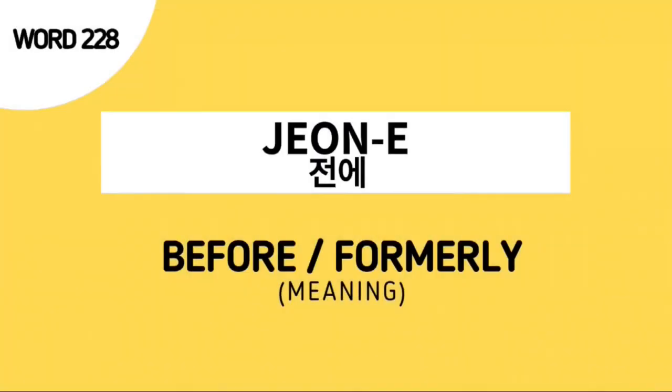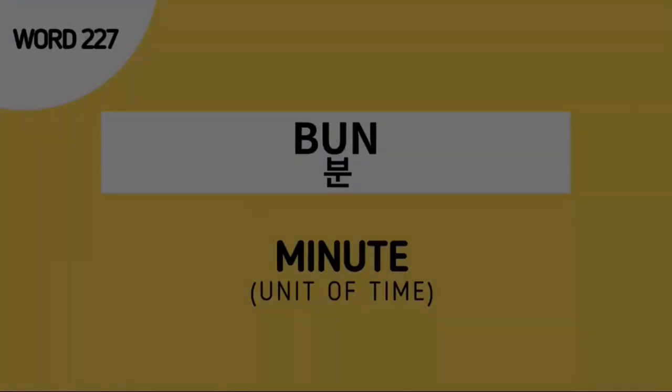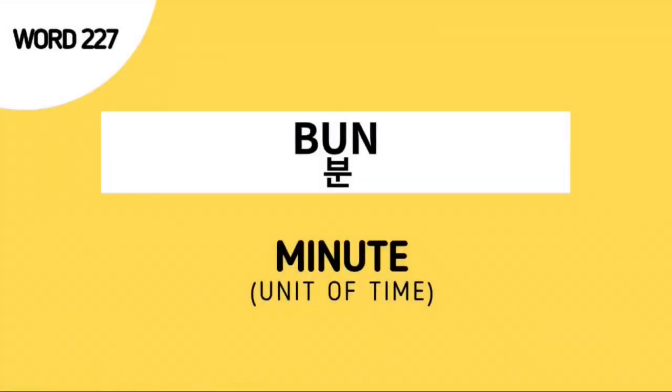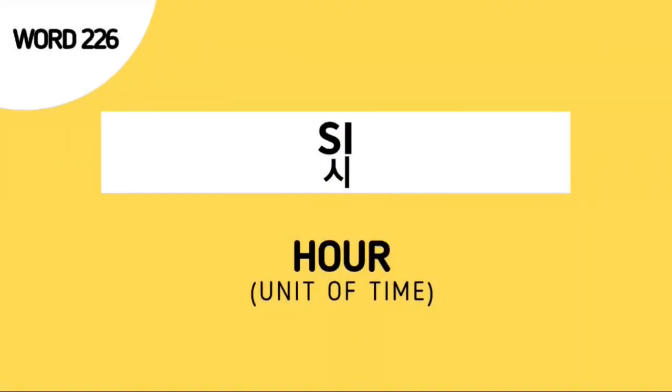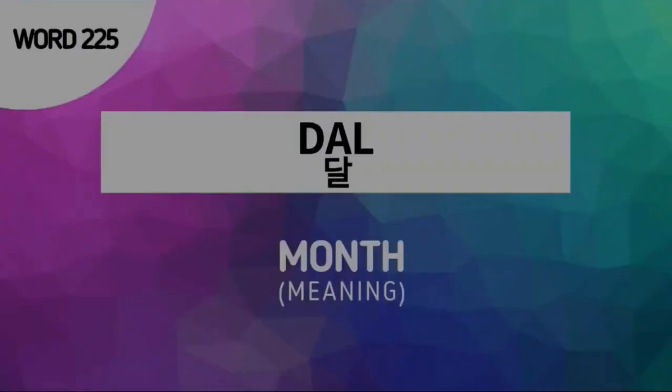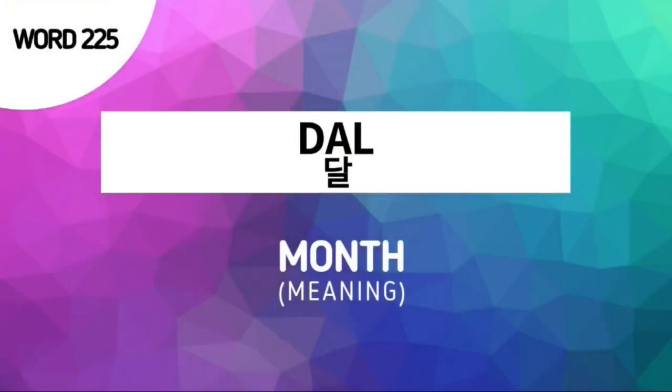Word number 228 is tone, and this is used to say before or formerly. Word number 227 is pun, which means minute or the unit of time. Word number 226 is she, which means hour, which is a unit of time. Word number 225 is dal. This could also be considered a unit of time. To be specific, it means months.